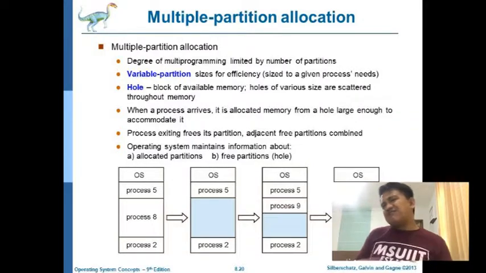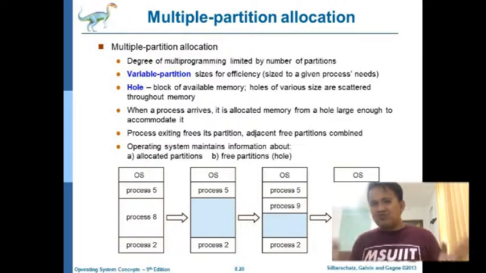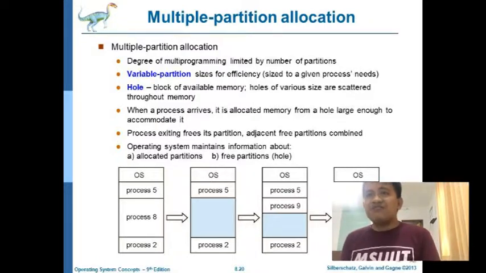Since there are various processes residing in the memory, and those processes require a specific length, chances are it produces wasted memory, and this wasted memory can be considered a hole. Assuming that we have 20 processes residing in the memory, some of the processes produce a hole, so those holes are considered non-contiguous memory allocation. When a process arrives, it is allocated memory from a hole large enough to accommodate it.